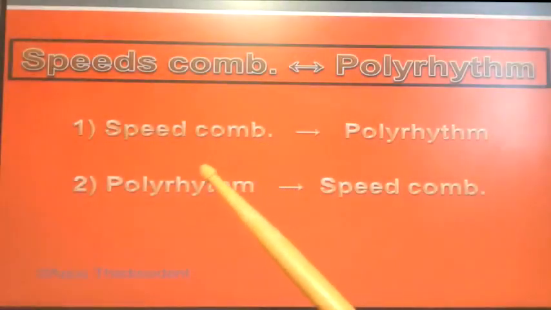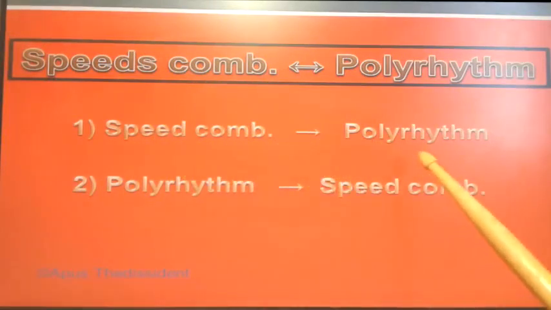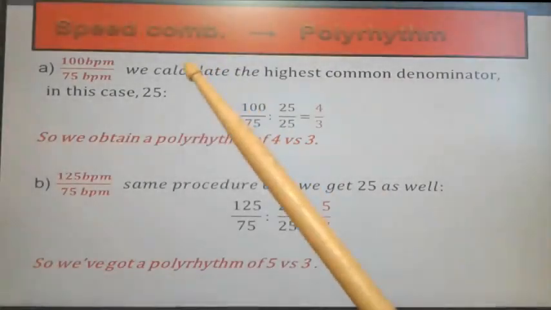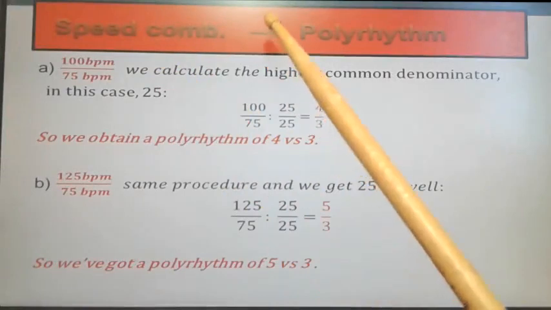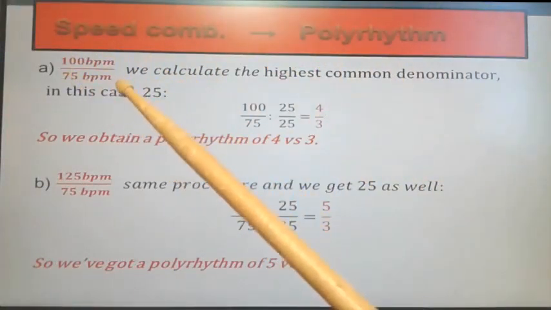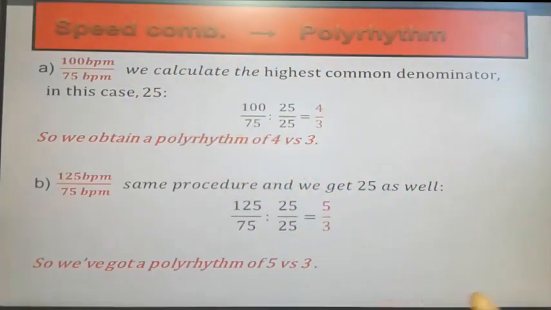For the first phase, we're going to start from a speed combination and get the polyrhythm involved. And in the second phase, we are going to create our own polyrhythm based on a speed combination. For the first part, speed combination to polyrhythm, what we're going to have is a mixture of tempos, and we're going to get the polyrhythm involved behind these 2 tempos.